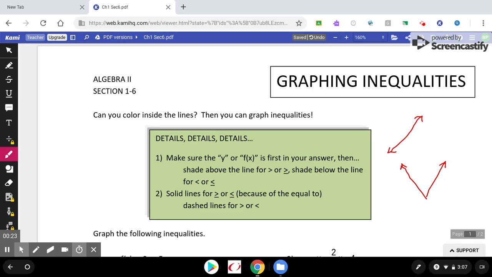So first of all, number one, make sure the f of x or the y is first, on the left side of your answer, your equation, inequality. Secondly, you're going to have to shade. So can you color or not? Can you color below a line? Can you color above a V-shaped line? And if you can, that part's going to be cake. And lastly, decide whether you need some solid lines or dashed lines. And we'll get to all that here momentarily. So let's get on with it.